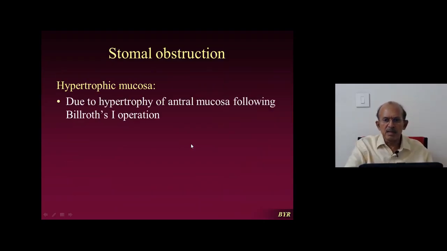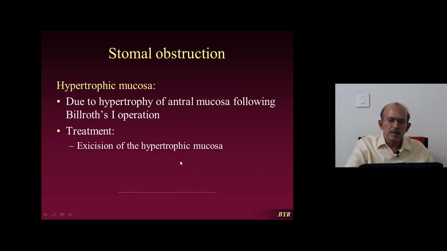The other cause of stomal obstruction is hypertrophic mucosa. This occurs following Billroth-1 operation due to hypertrophy of the antral mucosa. Treatment is excision of that hypertrophic mucosa.